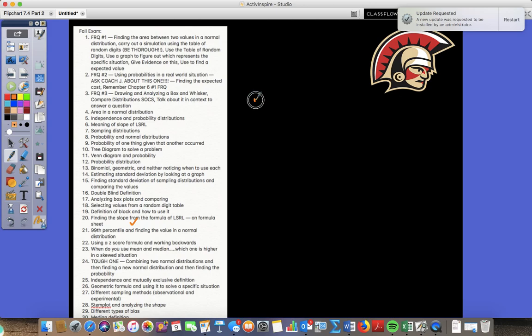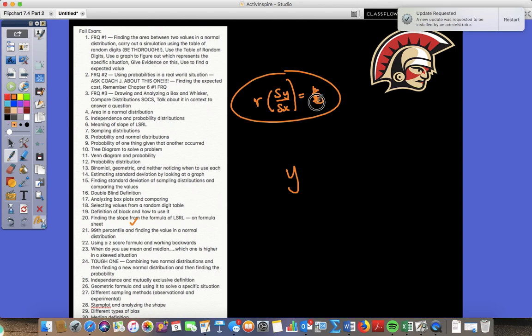When we look at R times S of Y over S of X, and this equals the B, I think is what it says. Remember that, or maybe it says A. I forget what it says on your formula sheet, but this is the formula where Y hat equals AX plus B. You just got to remember this, okay, y'all?